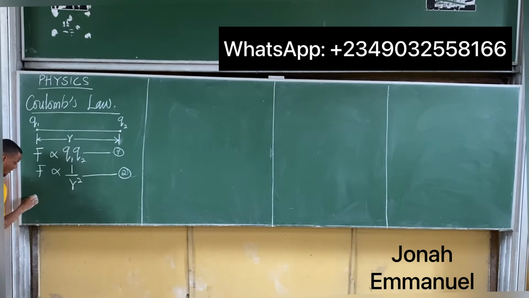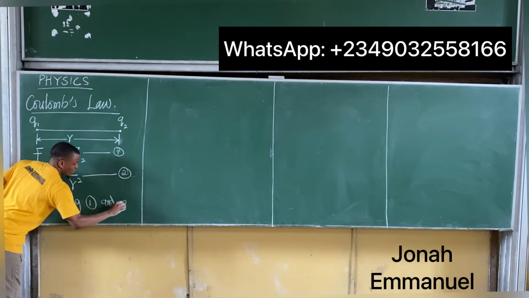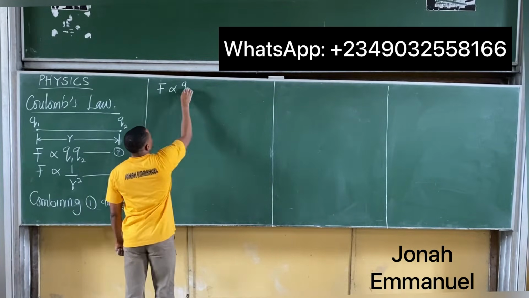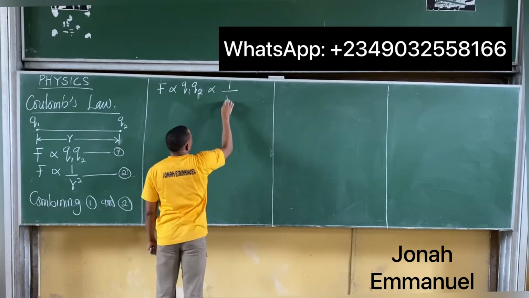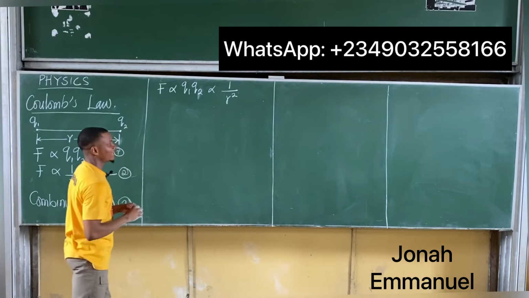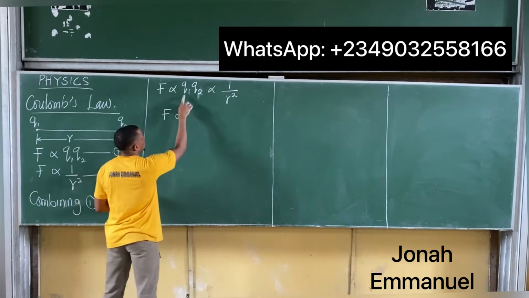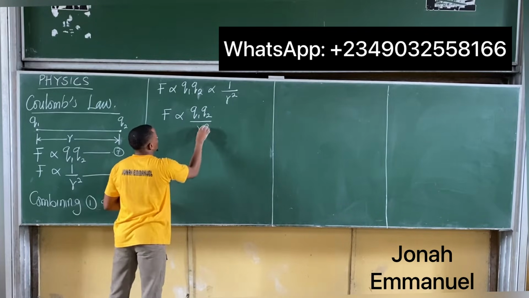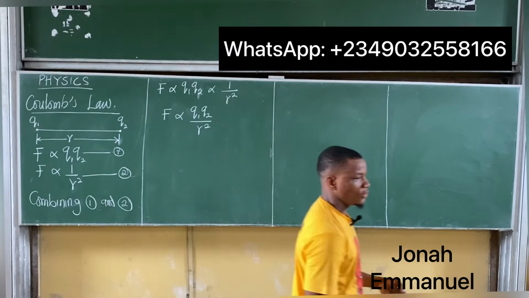If I combine equation 1 and 2, I will have that F is directly proportional to the product of the charges and inversely to the square of distance apart. Combine this as one equation: F, this times 1 gives you Q1 Q2 all over R squared. So from Coulomb's law, F is equal to Q1 Q2 over R squared.